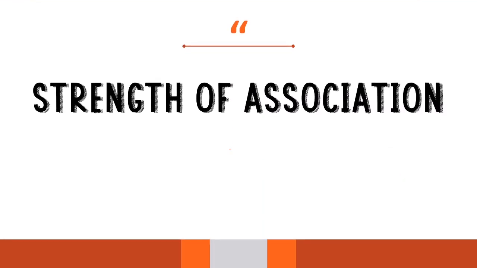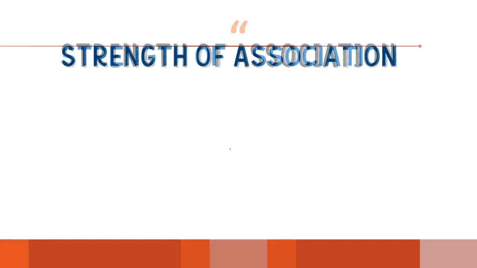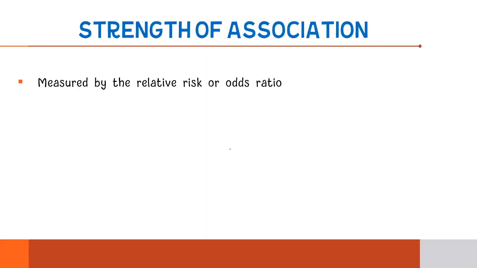Next is the strength of association. Now, the strength of association is actually measured by the relative risk or odds ratio. I will not discuss further what relative risk or odds ratio is because this too is actually part of the computation that we will discuss in the second part of our video lecture.